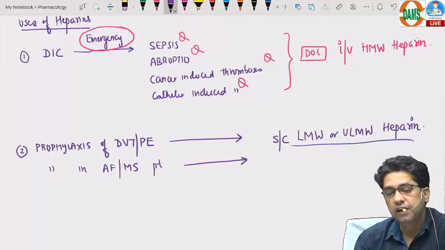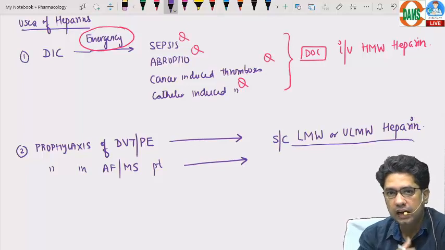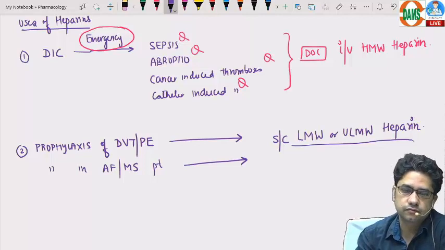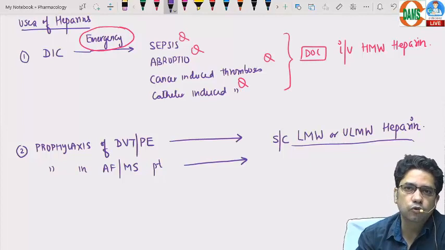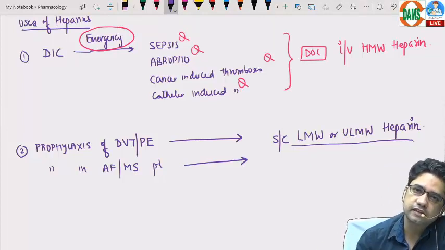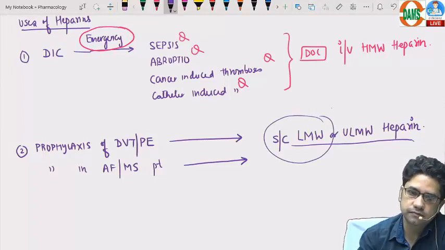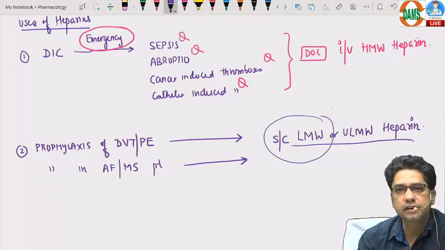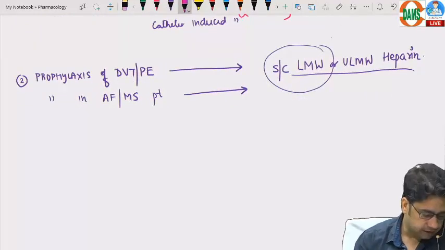Yes. So if I ask you prophylaxis of DVT in ICU patient who cannot take a drug orally, will you give IV drug or subcutaneous injection? Which is easier to give? Prophylaxis of DVT in ICU patient who cannot take a drug orally, you will give subcutaneous heparin. This question was asked and this option was given in AIIMS question. Okay? Yes, it is given only by subcutaneous route. Okay? Only by subcutaneous injection.